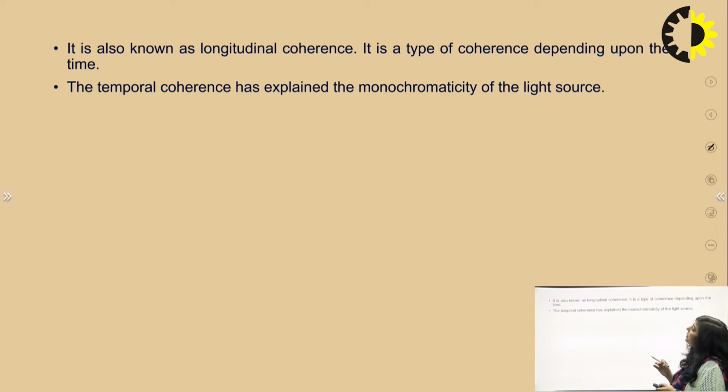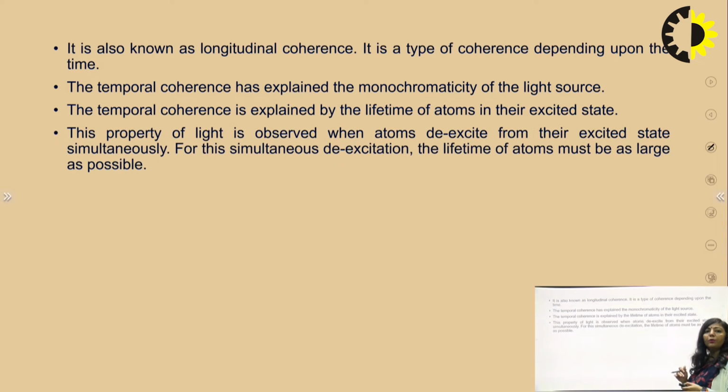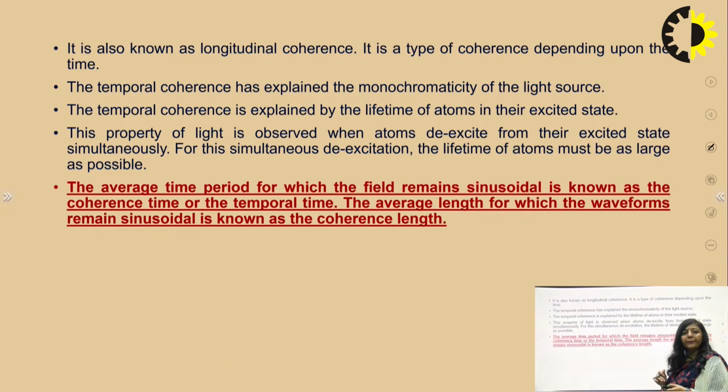As I've already mentioned, temporal coherence is also known as longitudinal coherence. And this temporal coherence is also related to the monochromatic behavior of the source. Now, how can we say that temporal coherence is related to monochromatic behavior? Whenever we say we have a monochromatic light source, monochromatic means the light source has a single wavelength. But even if we have a monochromatic light source, suppose I am taking one example.